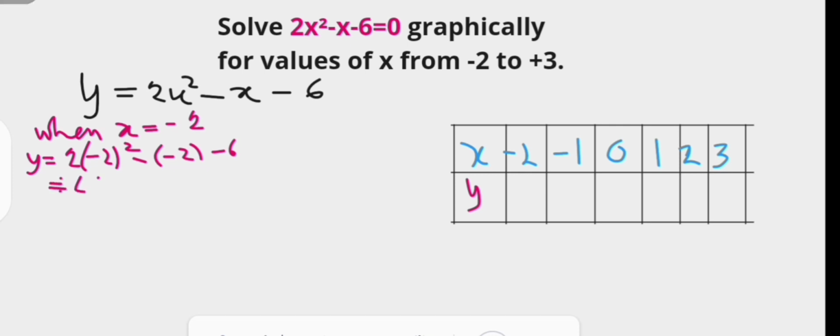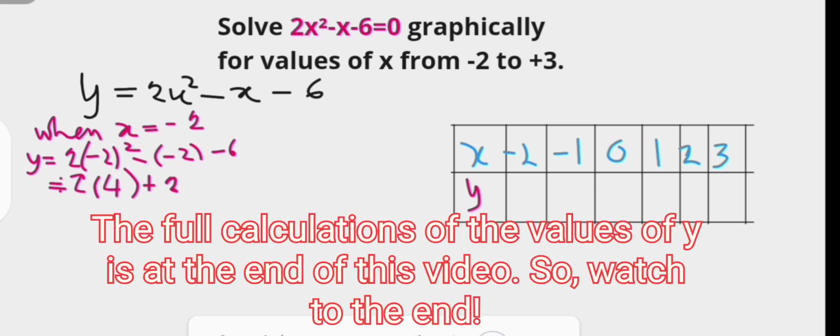That is 2 times 4 plus 2 minus 6, which is 8 plus 2 minus 6, giving 4. So y is 4. At x equals -1, we do the same thing. For each of them, we are going to put in the value of x into the equation and get the corresponding values of y.